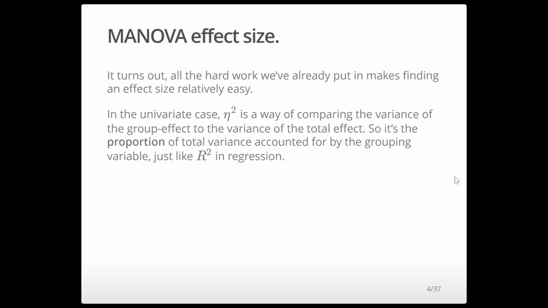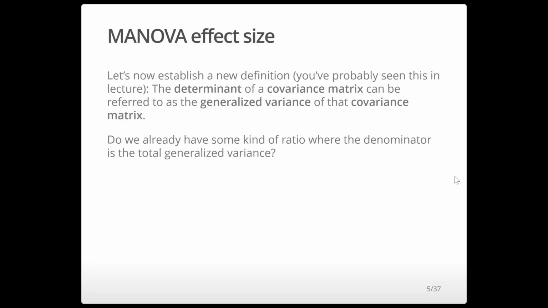So in MANOVA, it turns out that all this hard work we've already put in makes finding an effect size relatively easy. Remember, in the univariate case, eta squared is the ratio of the variance of the group effect to the variance of the total effect. It's the proportion of total variance accounted for by the grouping variable.